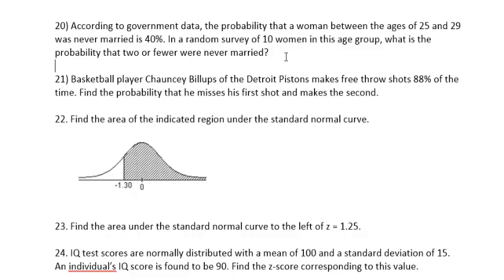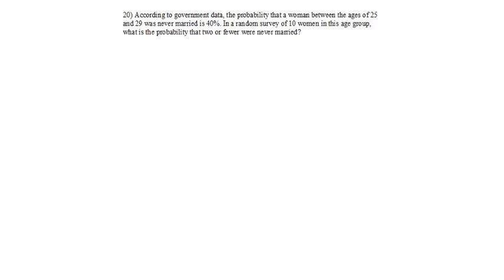Next question, question number 20. Now this is a very hard question. It's harder than any of the questions you're going to get on the actual final, I believe. And it's the sort of thing that we didn't really cover so much in the crash course, but we'll cover it here just to give you an idea of how to do this. So the question is, according to government data, the probability that a woman between the ages of 25 and 29 was never married is 0.4. In a random survey of 10 women of this age group, what is the probability that 2 or fewer were never married?